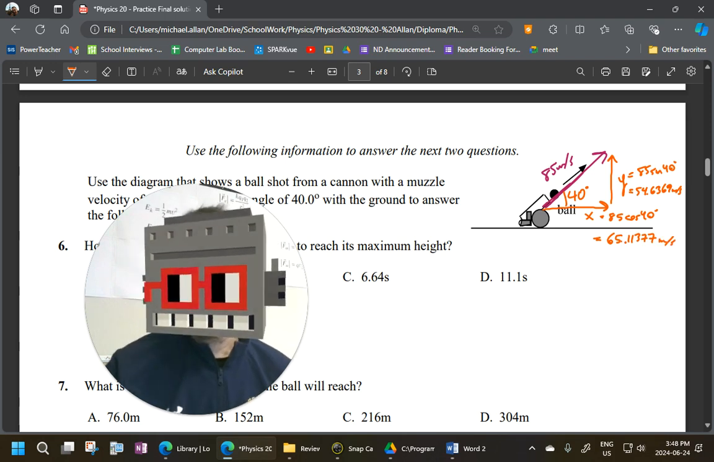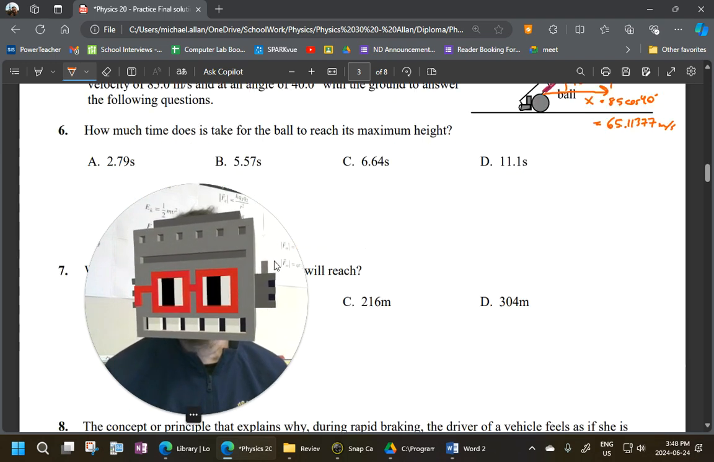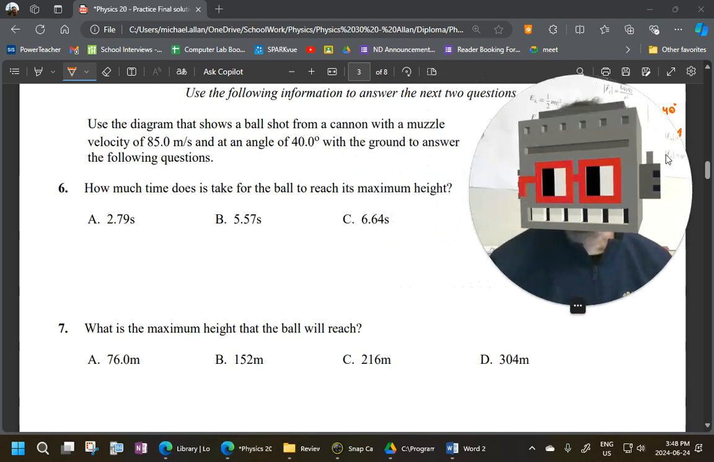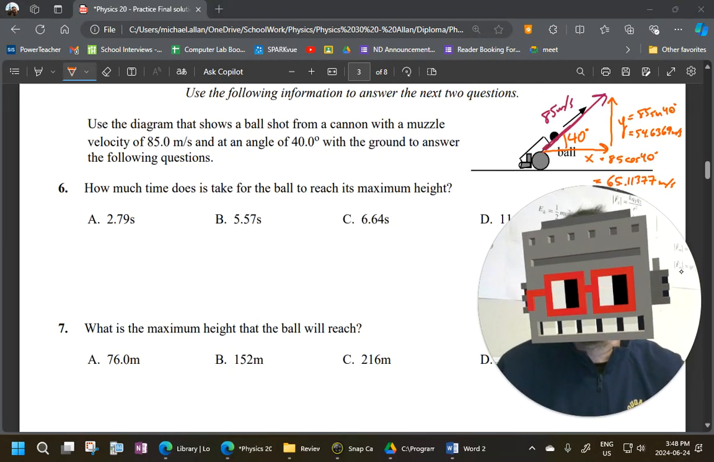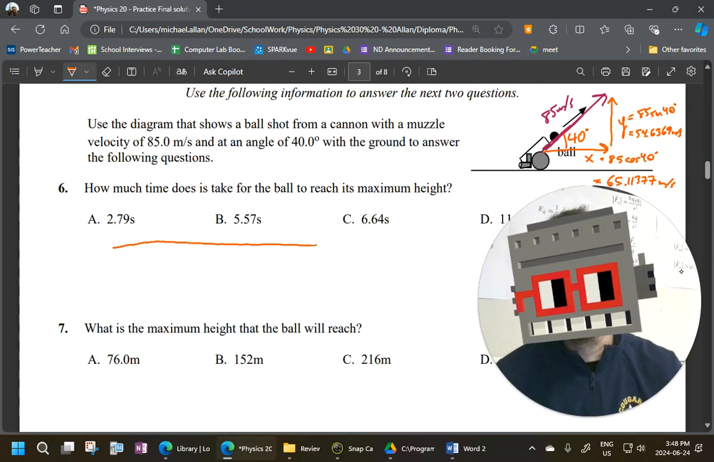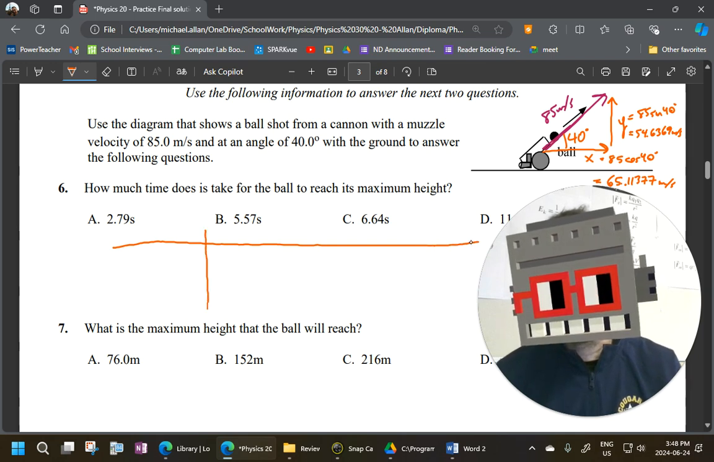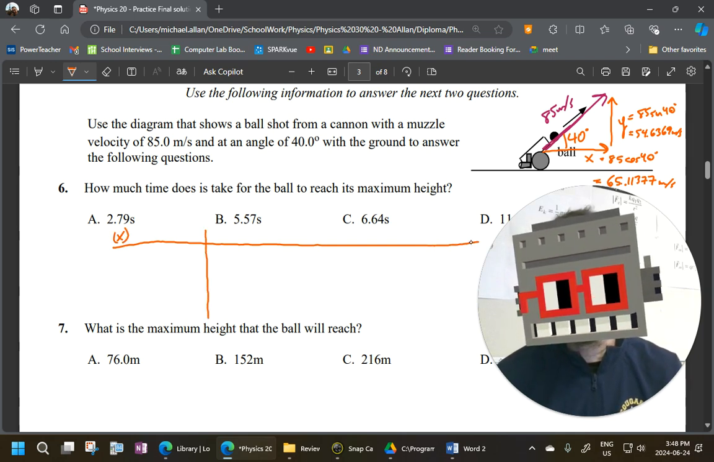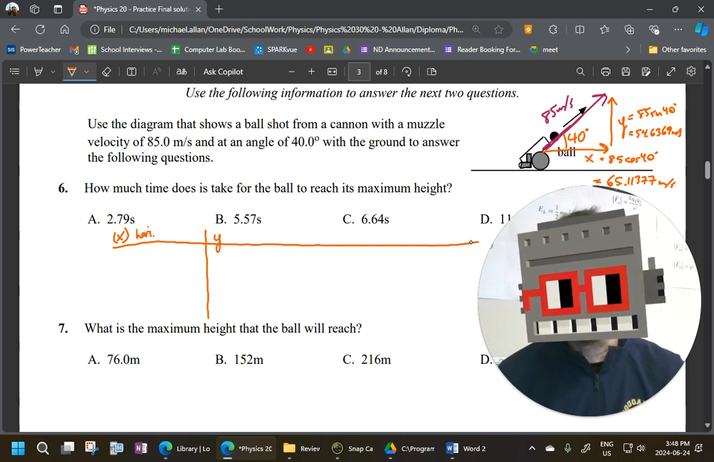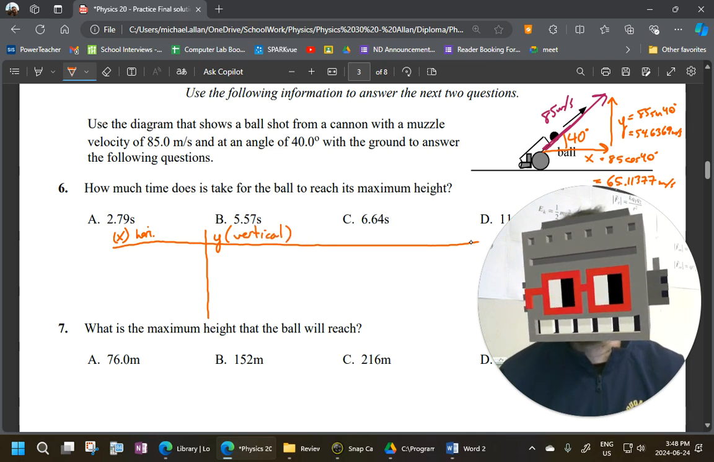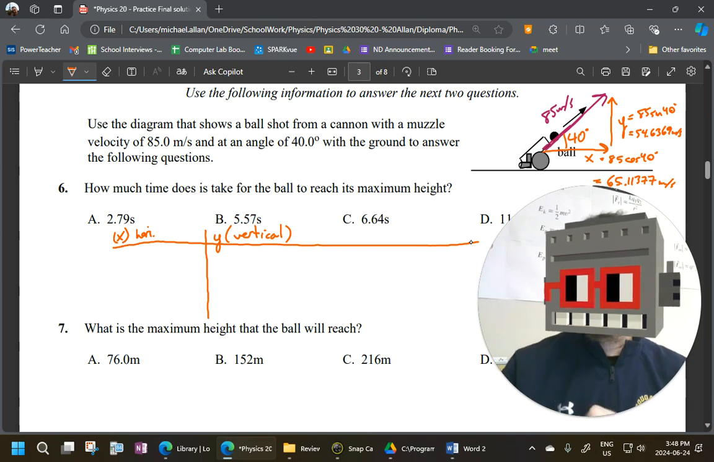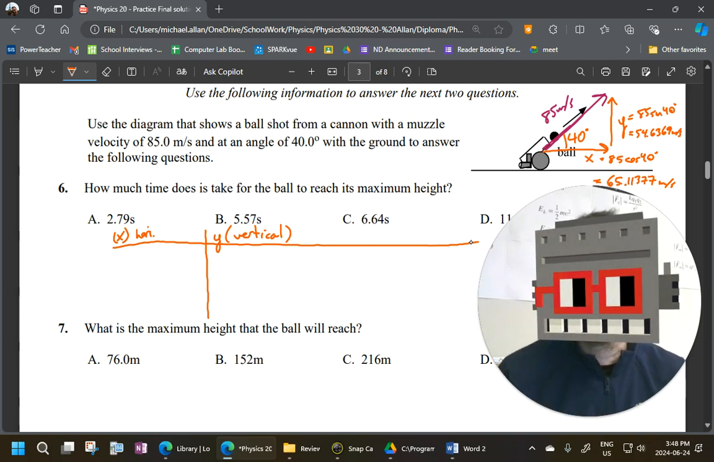Since we're trying to find maximum height here, I'm going to create a T-chart. Right over here, I'm going to create a little T-chart, and we're going to have two parts to it. I have the horizontal section, my X section, and I have my vertical section, my Y section. I'm going to put my velocity in the correct spot and fill out the pieces that I know.